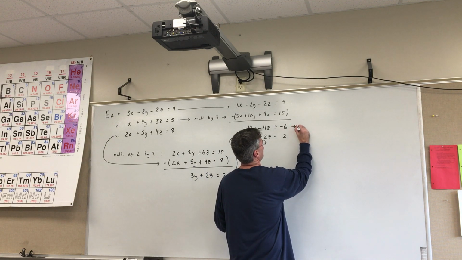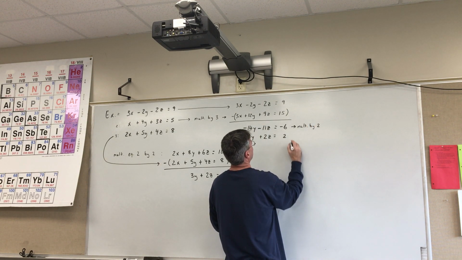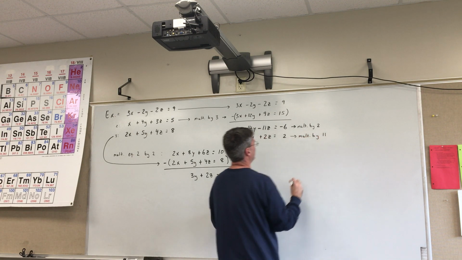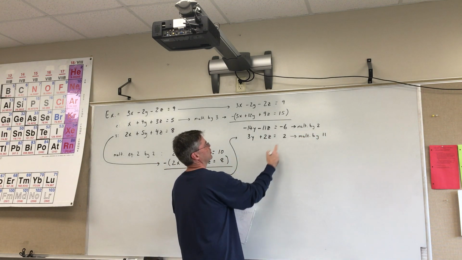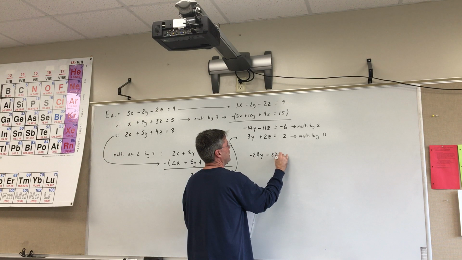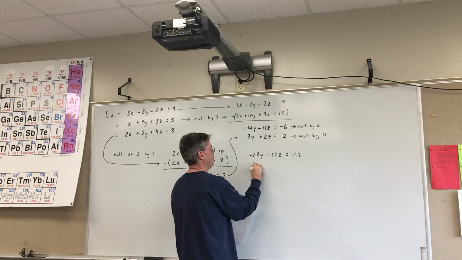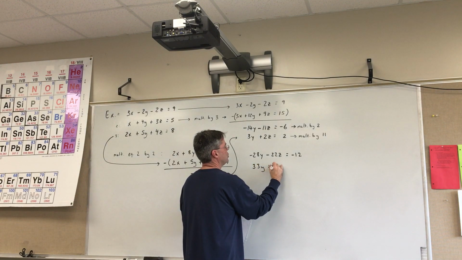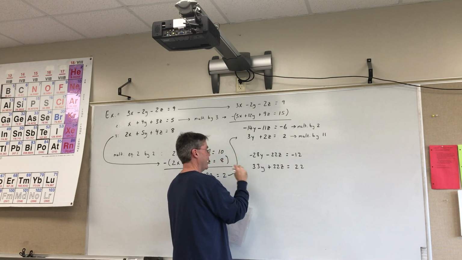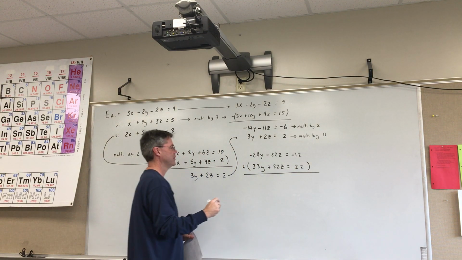So we'll multiply by 2, and then we're going to multiply the bottom by 11. Let's do that and rewrite. So I've got minus 28y minus 22z is equal to negative 12. And then the second equation by 11: 33y plus 22z is equal to 22. And now I can add those two equations together, and that will eliminate the z.